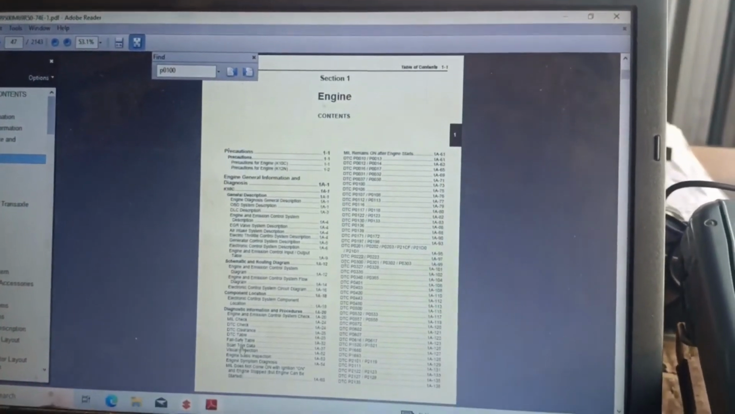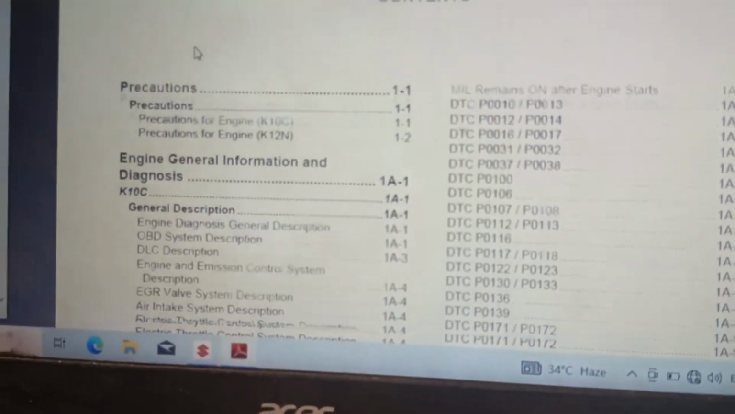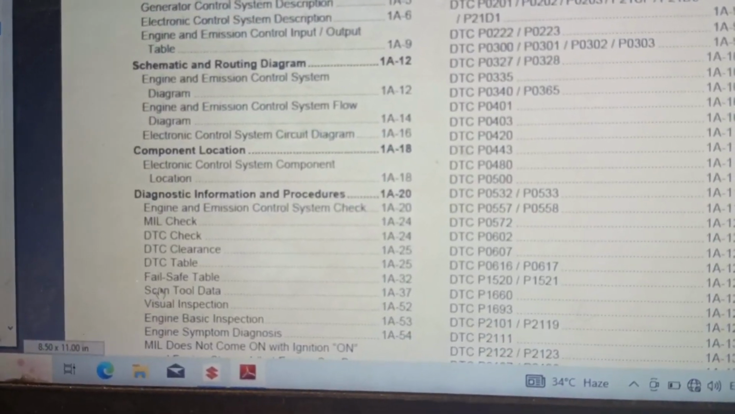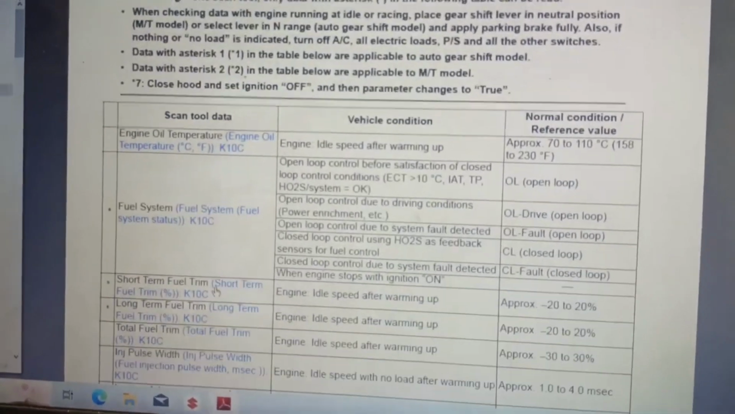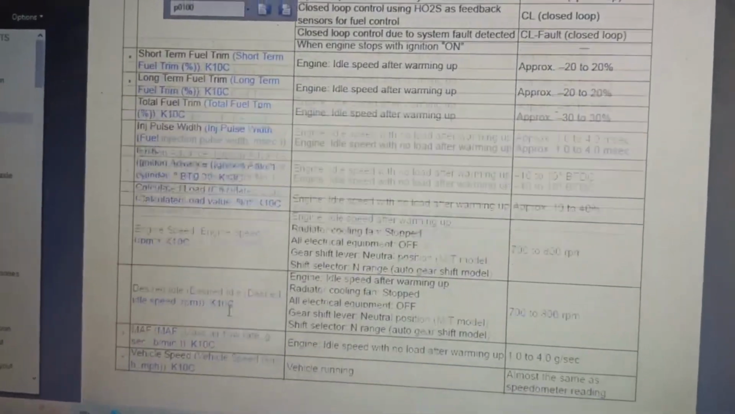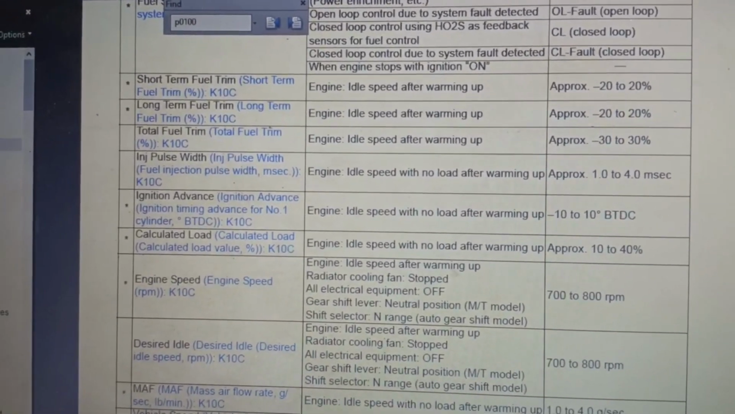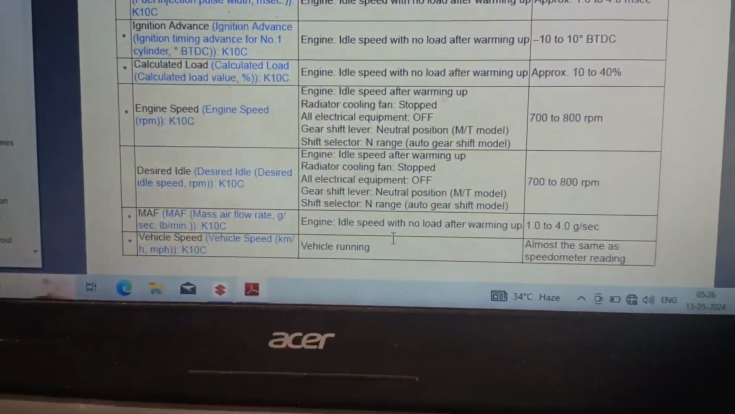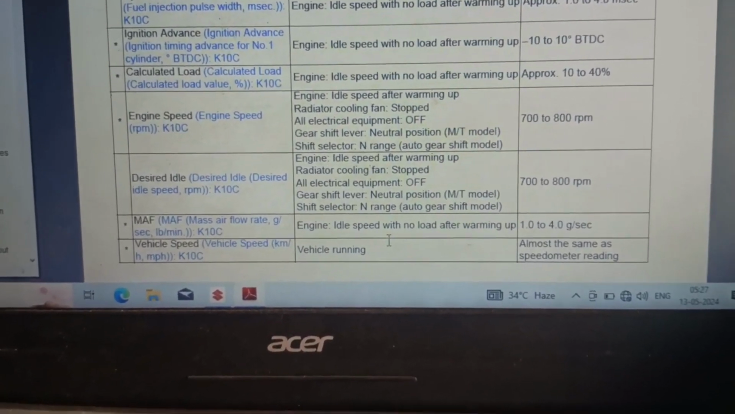In engine, select scan tool data. We need to compare the values with the service manual. Select scan tool data. In scan tool data, select MAF, mass airflow rate, engine idle speed with no load after warming up. Reference condition 1.0 to 4.0 gram per second.